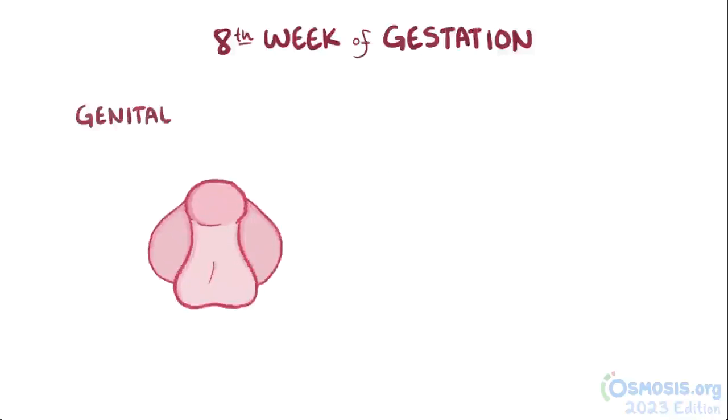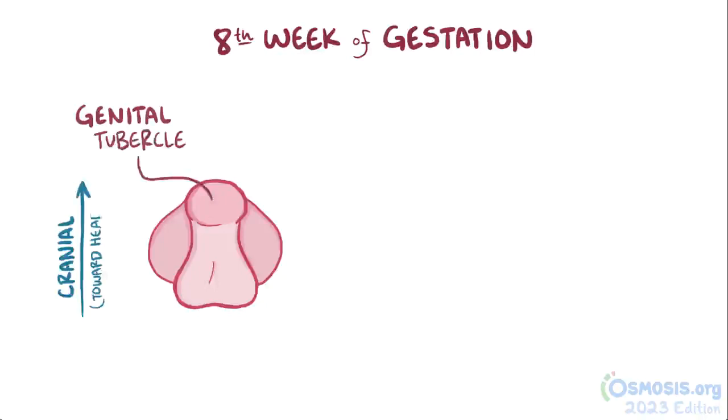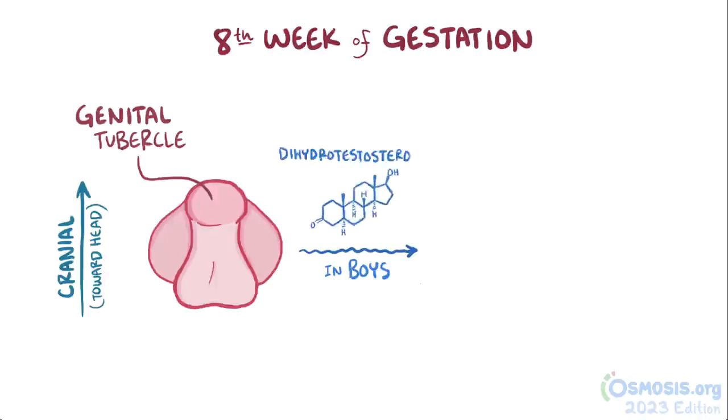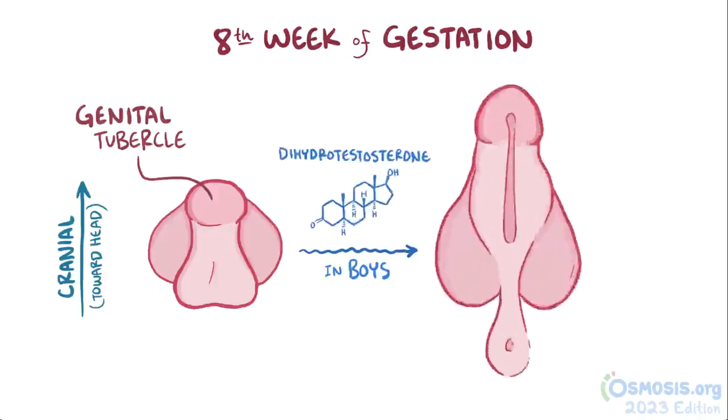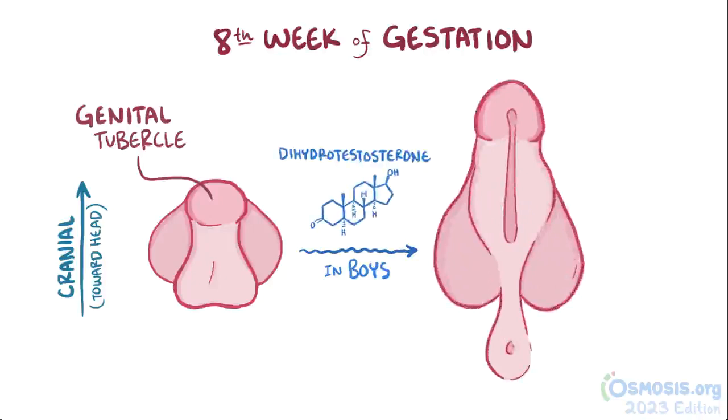During genital development in the fetus, there's a point in the 8th week of gestation when both boys and girls have a similar bit of tissue called the genital tubercle, which normally grows in the cranial direction, meaning that it grows towards the head. After that point, in boys, the genital tubercle responds to the hormone dihydrotestosterone and stretches out a bit into a primitive phallus.